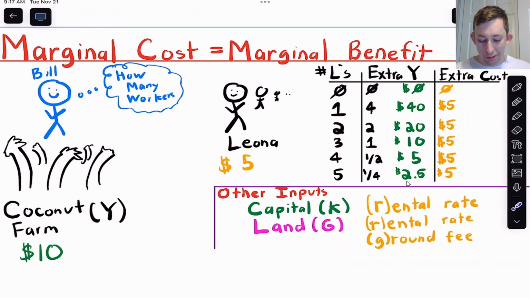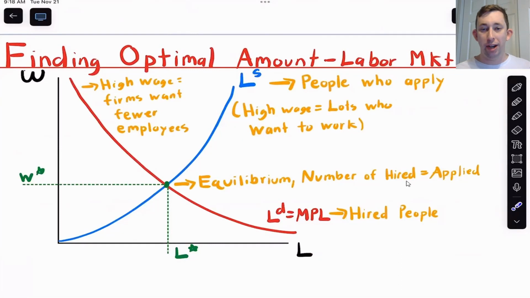So we have other inputs we can use. Again, we're going to focus on labor, but just so that you have an idea, you can also use capital, which has a rental rate, or land, which you might say has a rental rate or a ground fee. So now that we know that we're finding where the marginal benefit is equal to the marginal cost, we can graph this. This graph is going to look a little different, so let's walk through it.